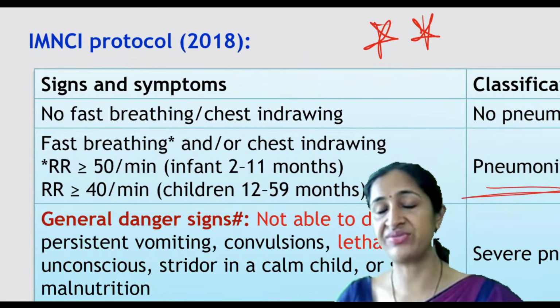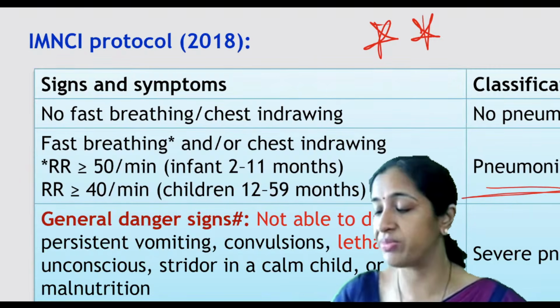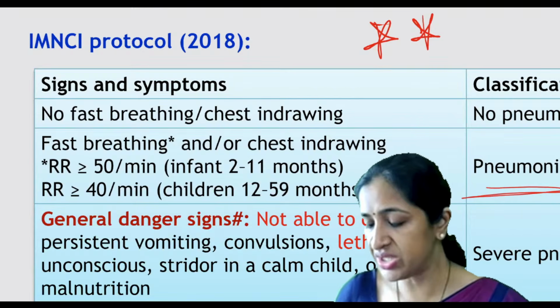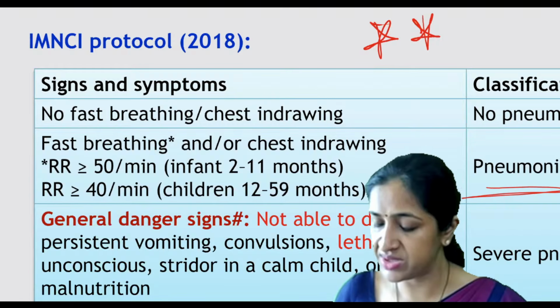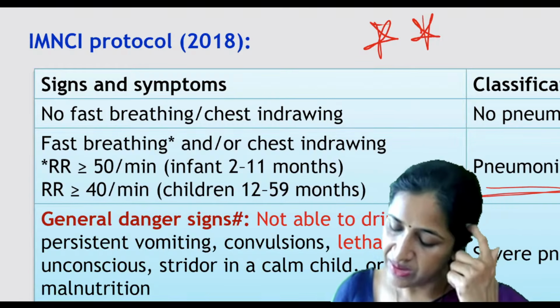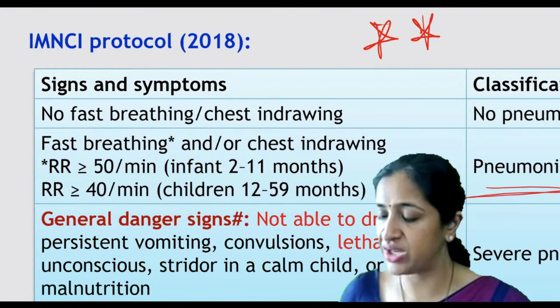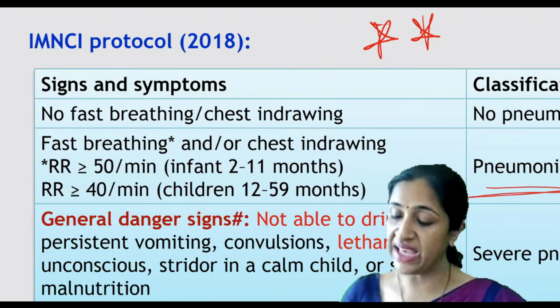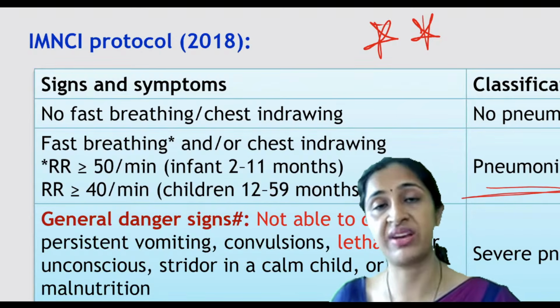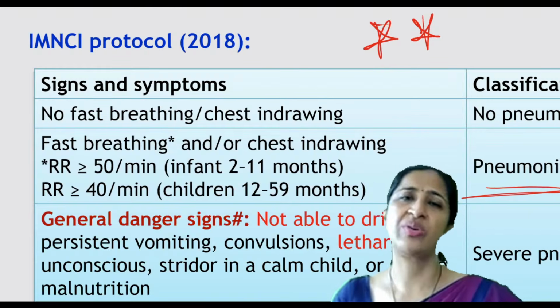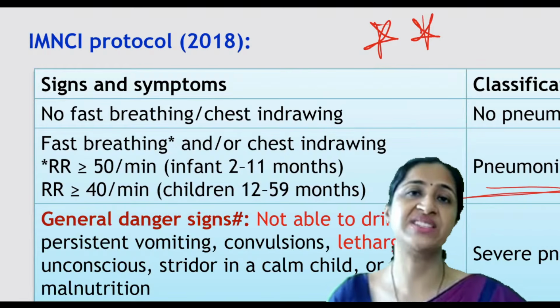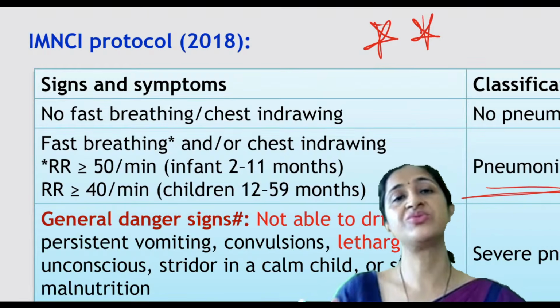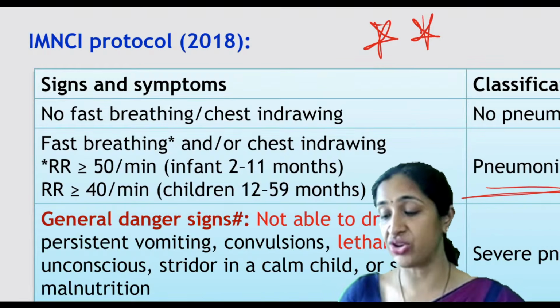Two or three times I have seen questions where the respiratory rate is given. More than 60 below 2 months, more than 50 from 2 to 12 months, more than 40 above 12 months. This is the rate you should know. They have given a child with a respiratory rate around 42. The child's weight for age is 8 kg for a 3-year-old. Do you think it's no pneumonia, pneumonia, or very severe or severe pneumonia?